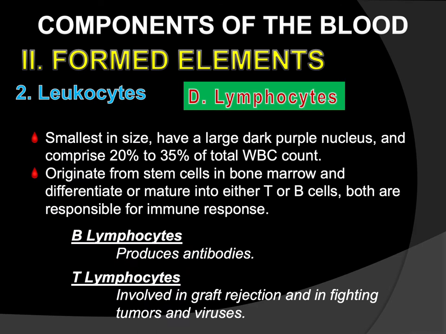The lymphocytes are the smallest in size. They have a large dark purple nucleus and comprise 20 to 35% of the total leukocytes. Ang mga lymphocytes originate from stem cells in bone marrow, just how the other blood components are. But they differentiate into either the T or the B cells. Both are responsible for immune response.